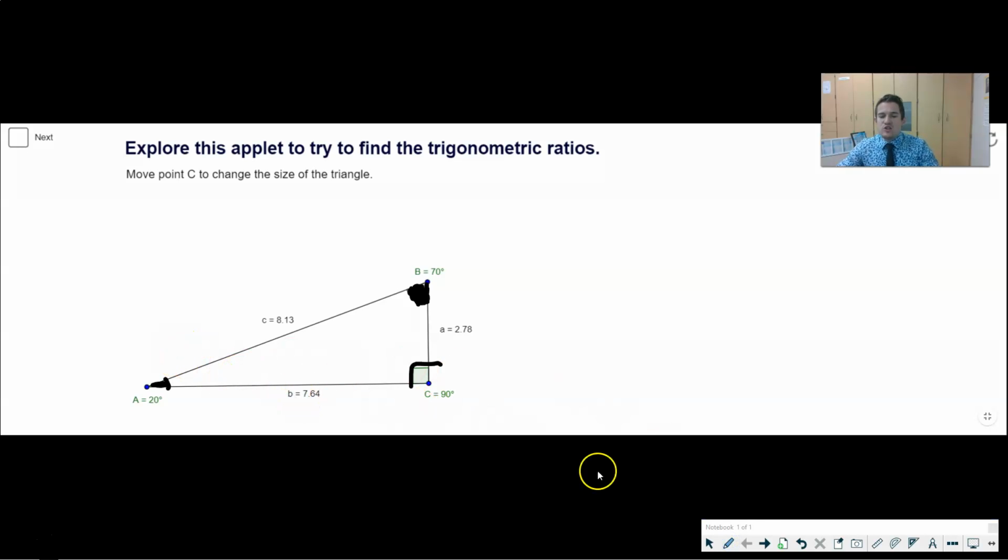What I want us to do is really quickly label the sides of this triangle according to the labeling that we did before. Say I'm looking at this angle right here, angle A. That means the hypotenuse side is this one, 8.13. This is the opposite side, and this is the adjacent side, right? So say I take the opposite side divided by the hypotenuse side. What if I take 2.78 divided by 8.13?